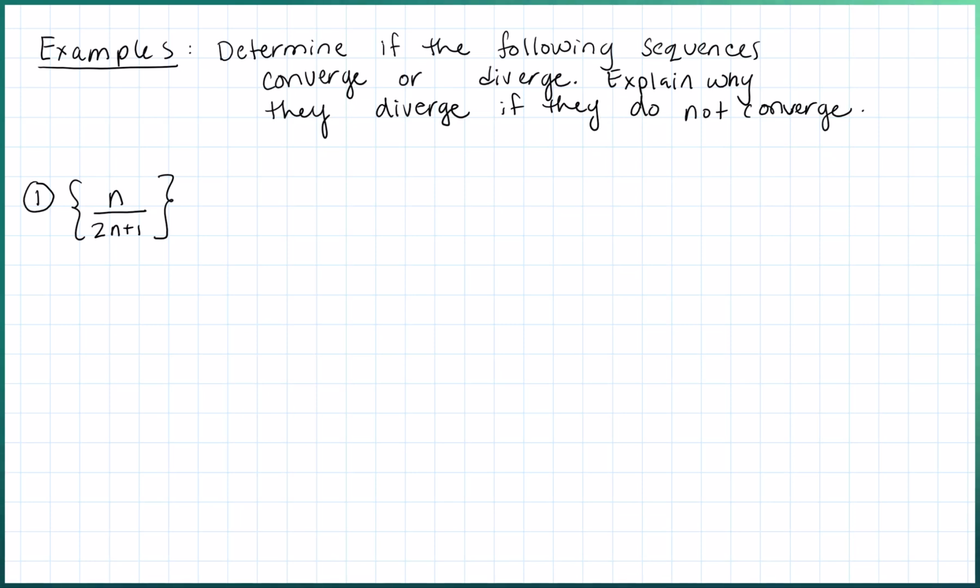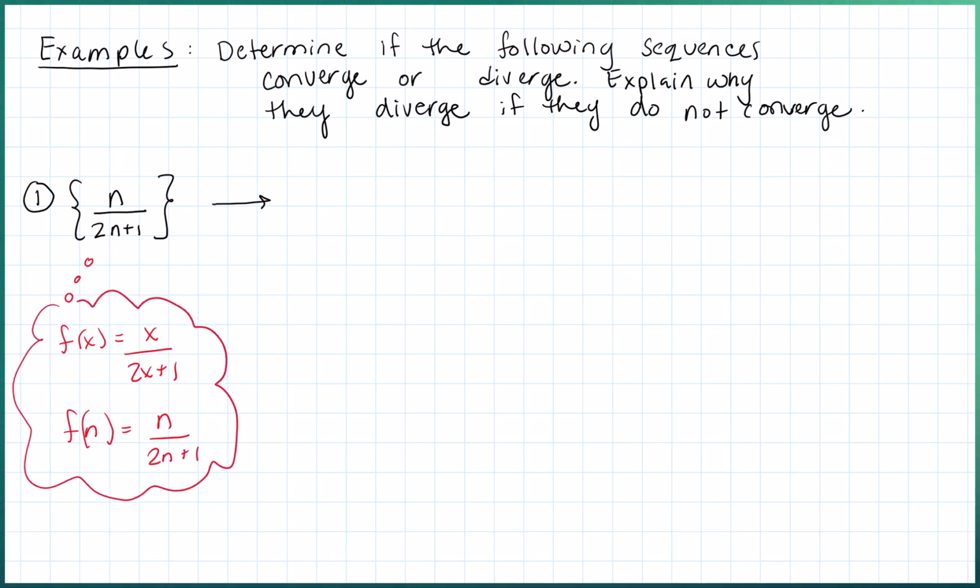Let's determine if the following sequences converge or diverge. If they are diverging, we're going to go ahead and explain why. So what that previous theorem allows us to do is to think about it, right? In my mind, my little thought bubble here is saying, let's think about f of x equals x over 2x plus 1. When I plug in n, f of n would be exactly equal to n over 2n plus 1. So that allows me to use my connecting the dots theorem.